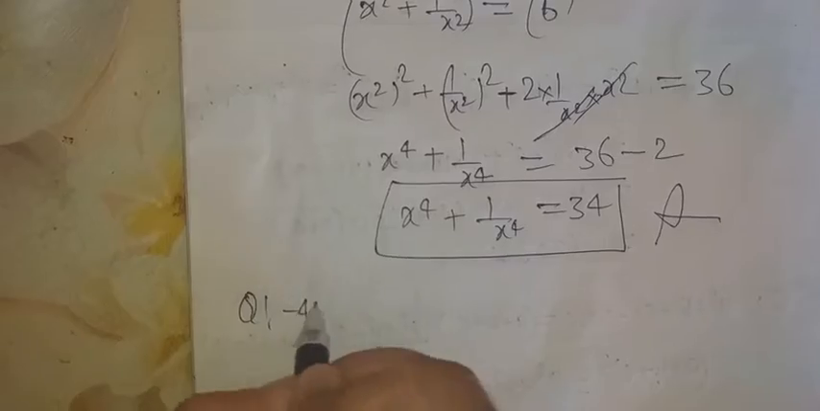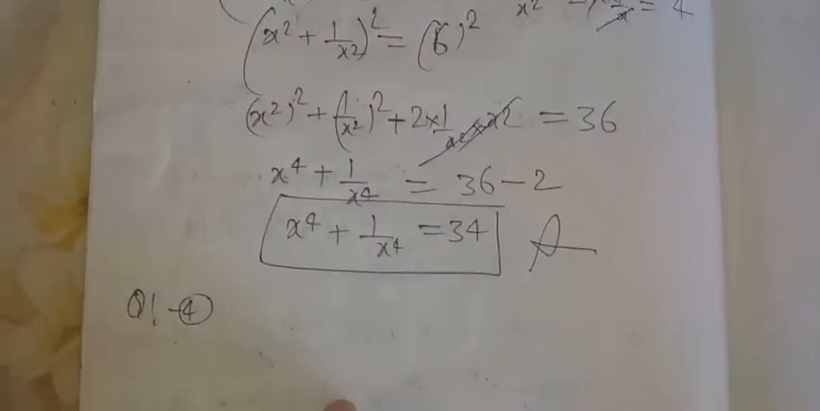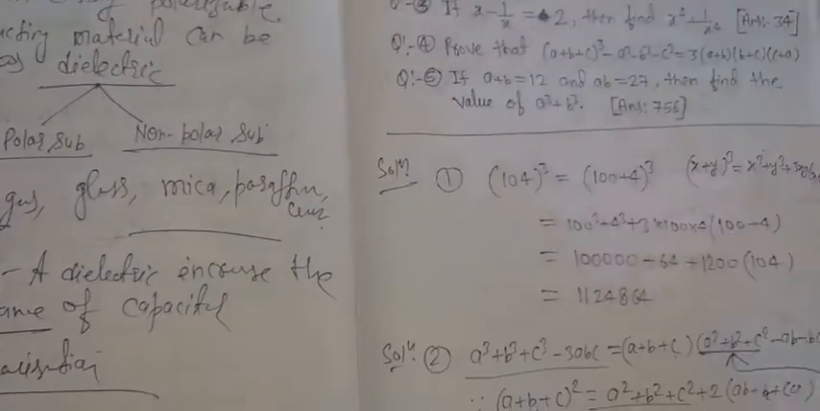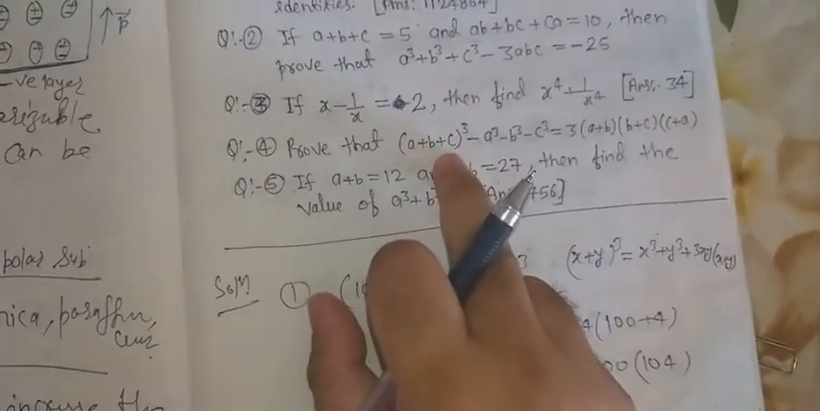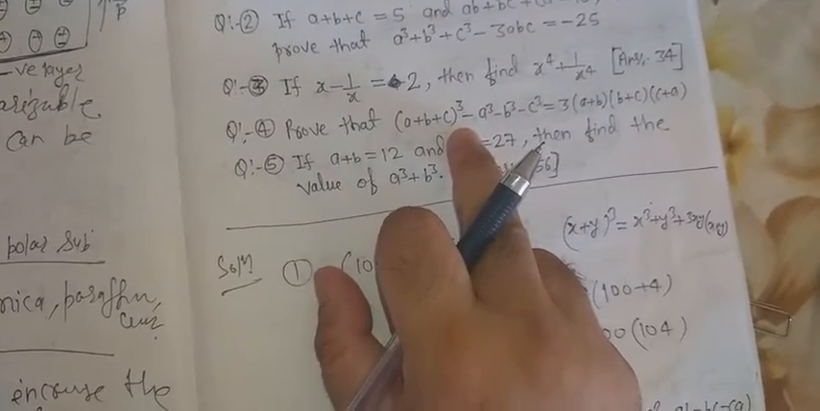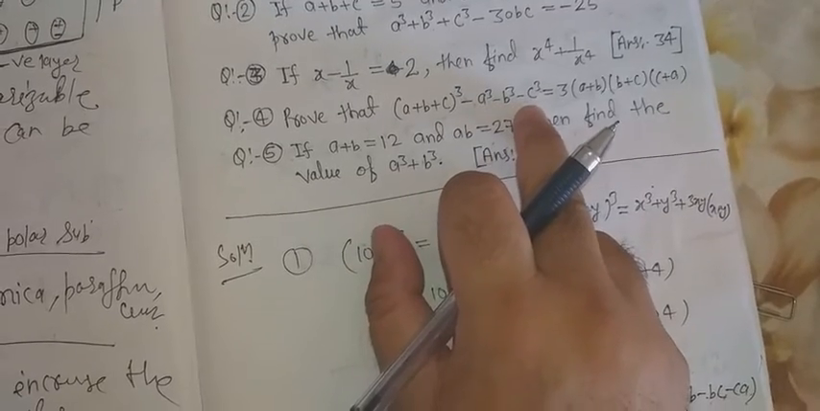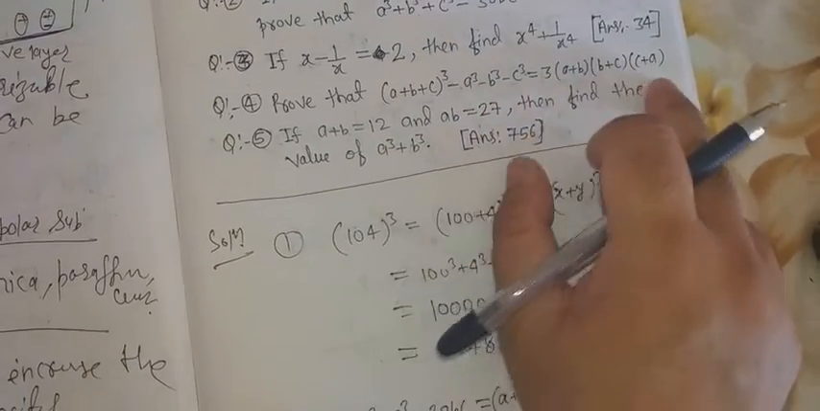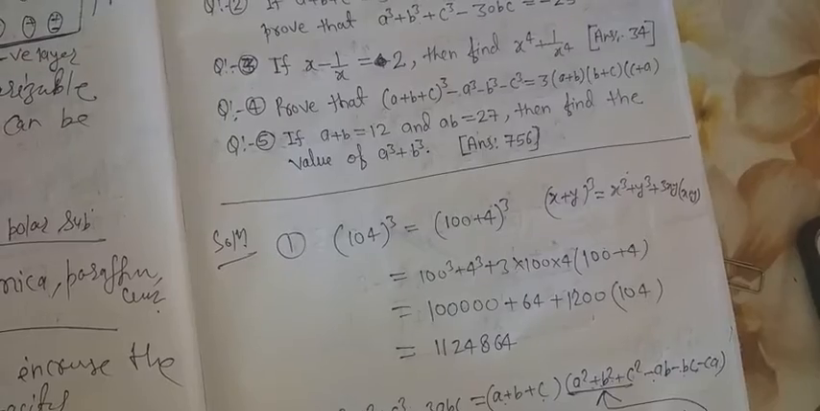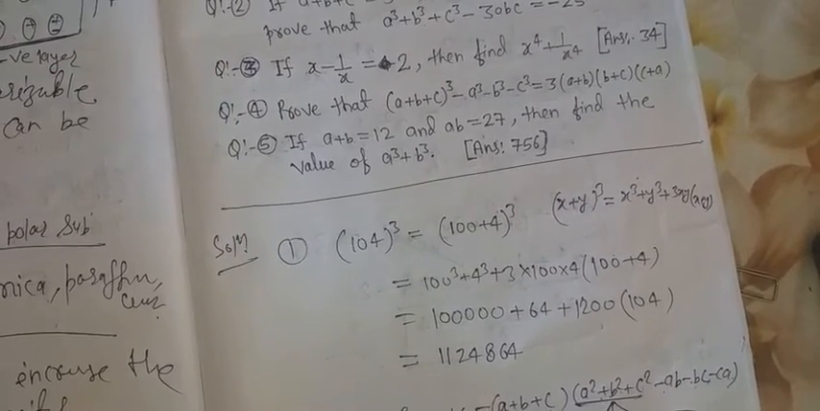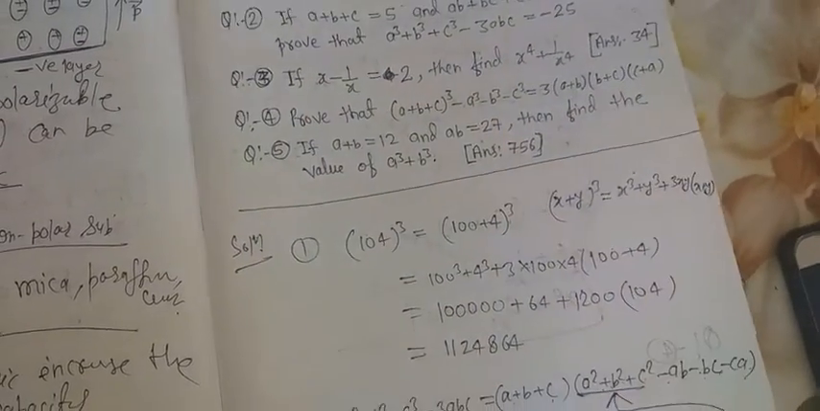Now question number 4. Question number 4 is: prove that (a plus b plus c) whole cube minus a cube minus b cube minus c cube equals 3 into (a plus b) into (b plus c) into (c plus a). You have to prove this. This is the question.